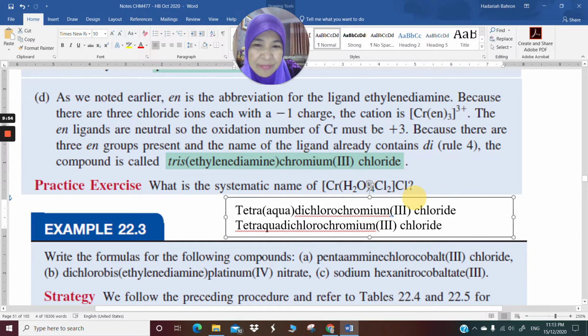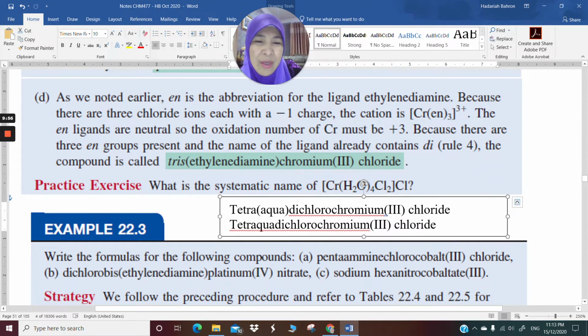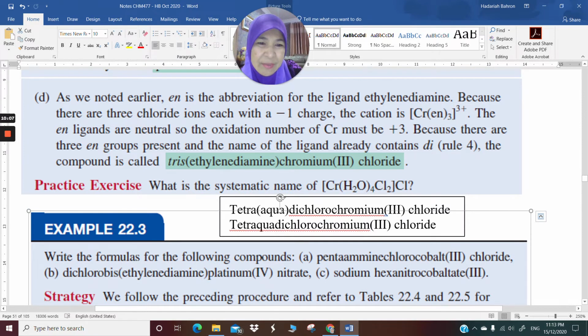Yep. You can say tetra aqua dichlorochromium 3 chloride or tetraqua dichlorochromium 3 chloride. Yep, don't forget the space, don't forget the oxidation state, don't forget to mention the names of the ligands alphabetically, in alphabetical order. Yeah.